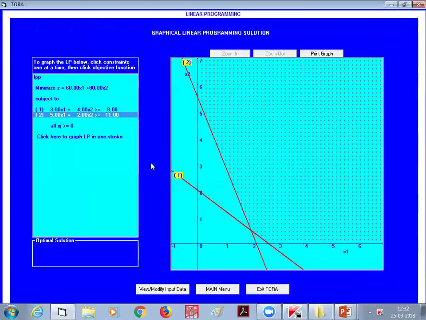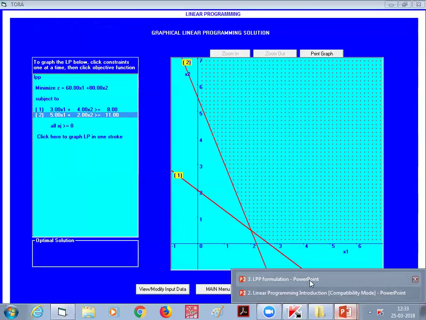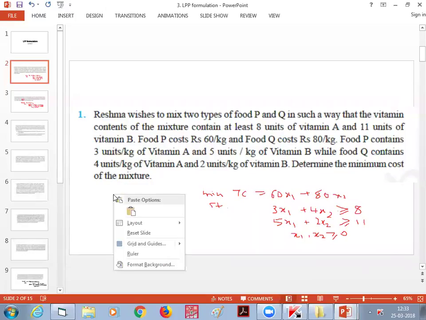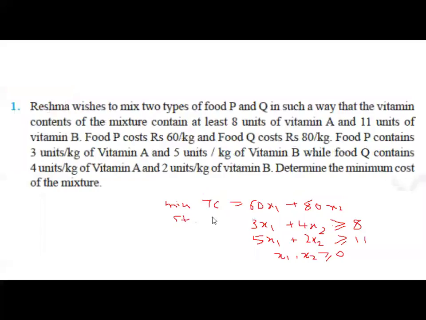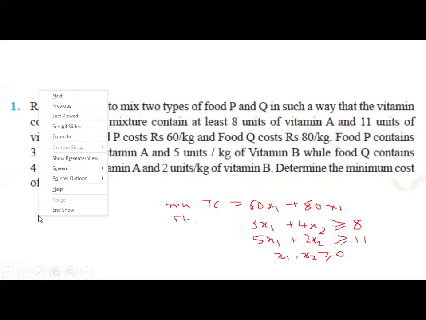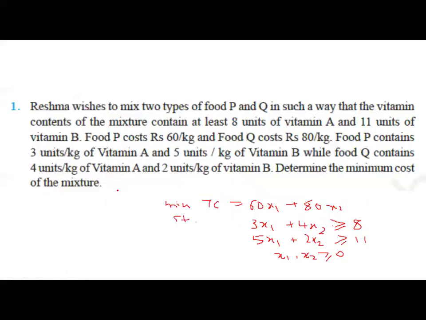Let me go back to the PPT here. So the corner points that I get are as follows: 2.67, 0; 2, 0.5; and 0, 5.5. Right? Now we need to find the total cost at each of these points.